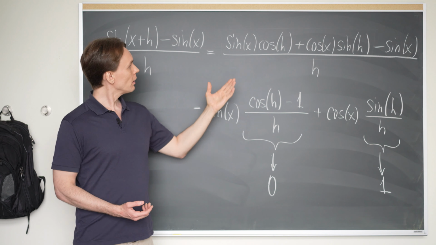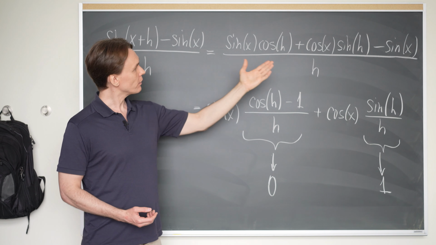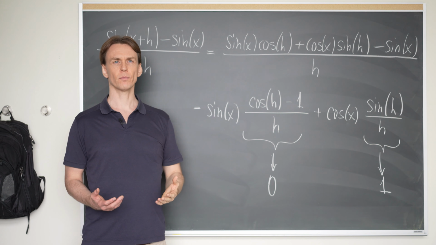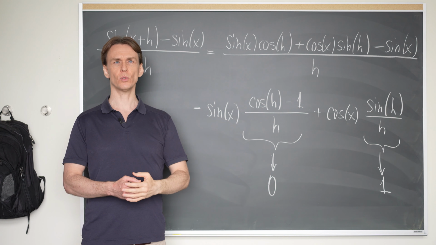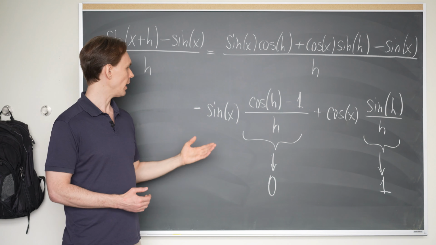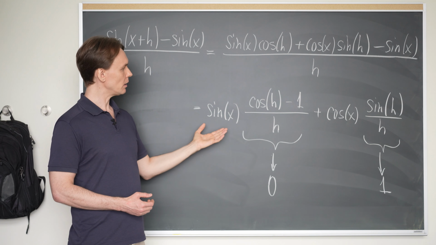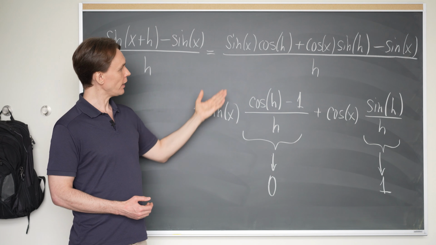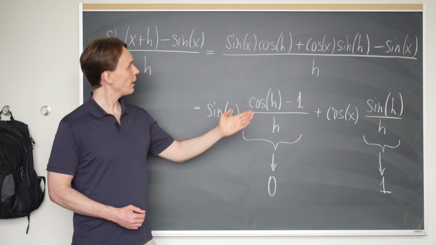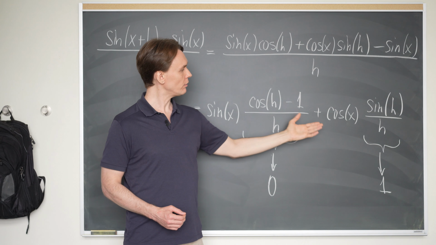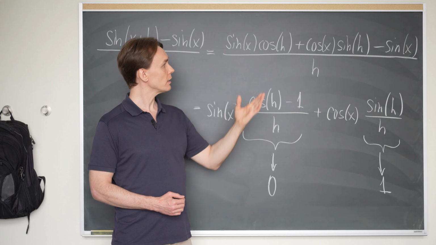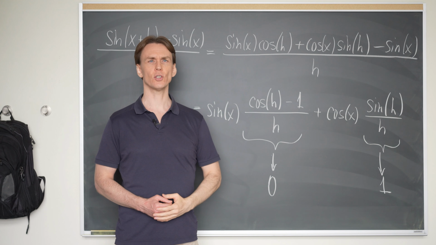And then, if you compare the first and the last term, both of them have sine of x as a factor. So if you group those two terms and then factor out sine of x, you can rewrite them as sine of x multiplied by cosine of h minus 1 divided by h. And then the second term here, we'll just leave it as it is and write it as cosine of x multiplied by sine of h divided by h.